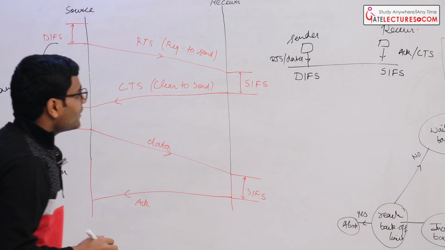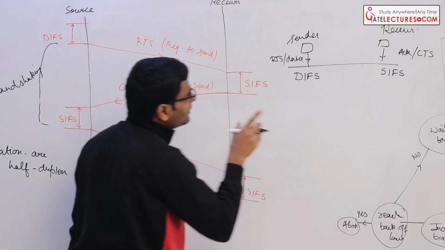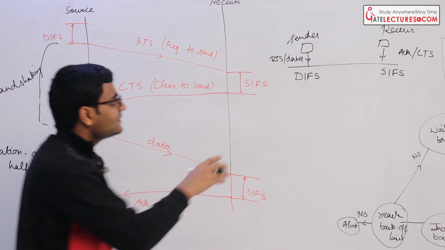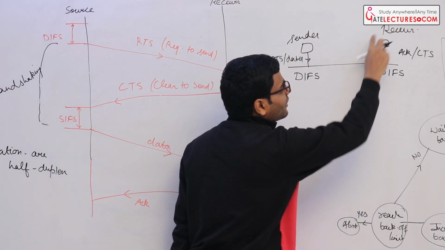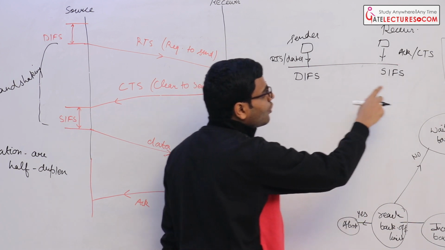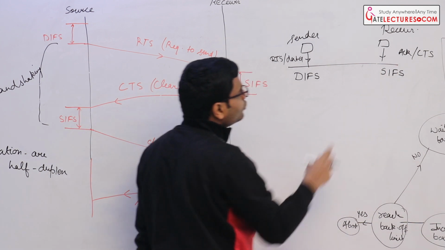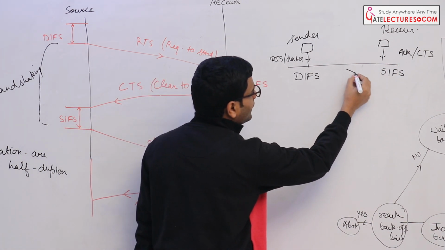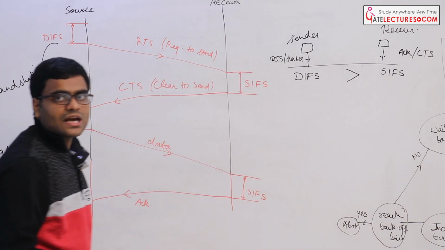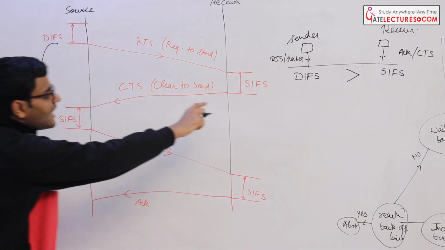So now, if these two stations sense the channel at the same time, we want the receiver to send its packet first, because it is sending an acknowledgement or the clear to send signal. So we want to give priority to the acknowledgement packet. What we can do is make DIFS bigger than SIFS, which is generally the case. So DIFS is bigger than SIFS.